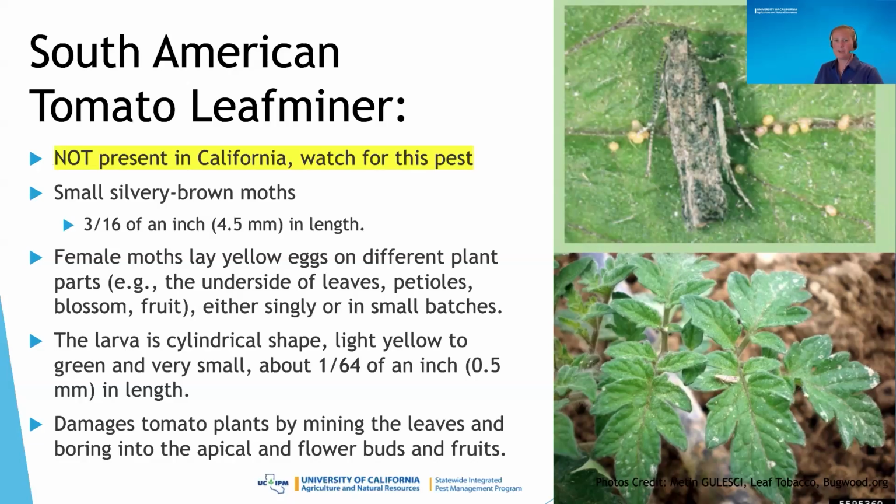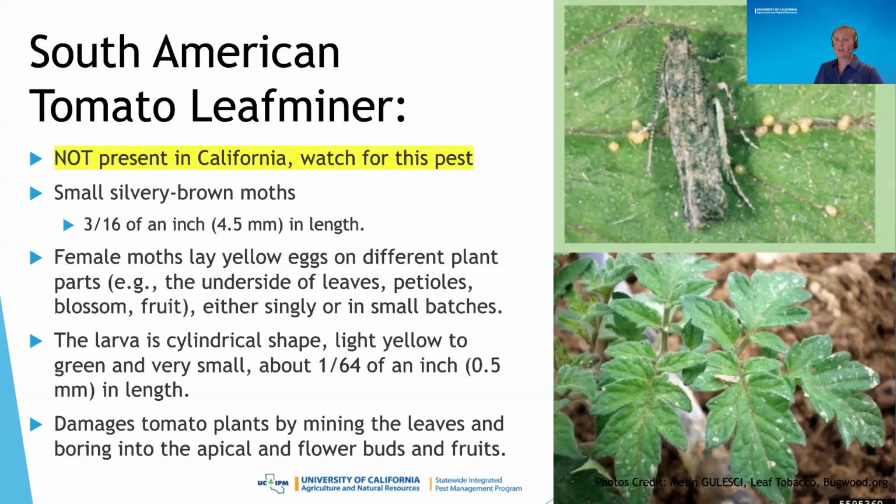So this insect is a small silvery brown moth, about 3/16 of an inch long. You can see it in the upper right-hand picture there. The female moths lay tiny yellow eggs all over the parts of the tomato plant, the underside of leaves, blossoms, and even on the fruit. They can lay the eggs singly or in small clusters, which makes them hard to spot. When the eggs hatch, the larvae are really small, about a 64th of an inch, light yellow, green, or cylindrical in shape.